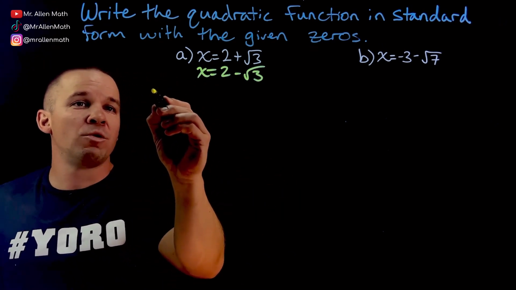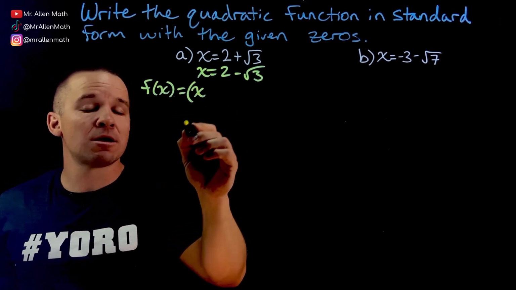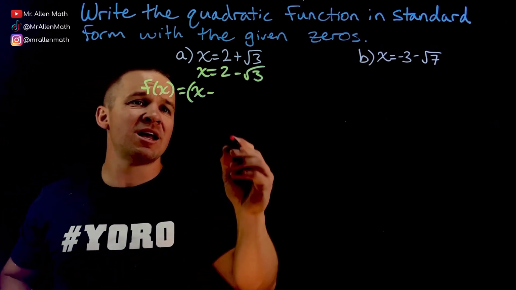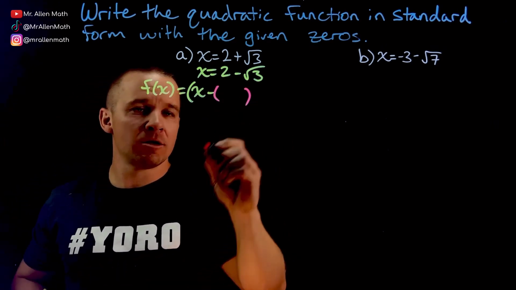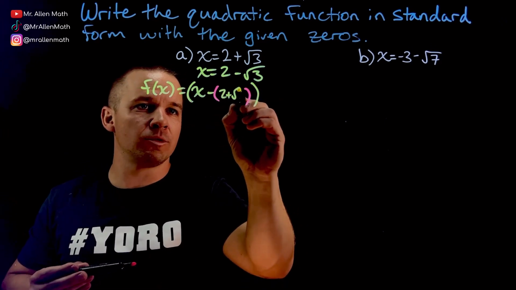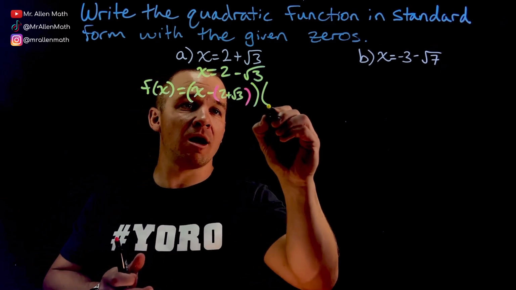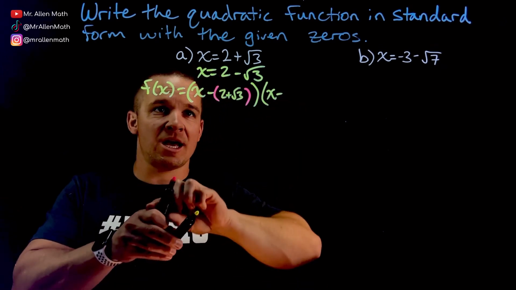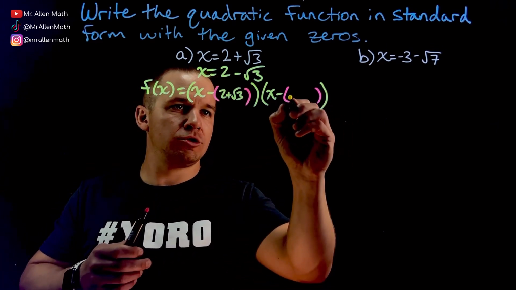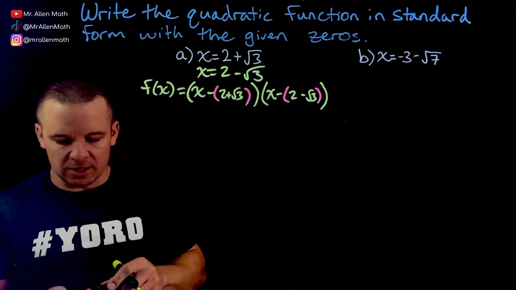I'm going to start with it in factored form, where I'm going to have x minus one of the zeros, so minus, and you really need another set of parentheses here. Okay, so I'll do that. And we're going to have our 2 plus root 3 in those parentheses. I'm going to do the same with my other one. We're going to have x minus, and then I have 2 minus root 3. Okay, so there we go.